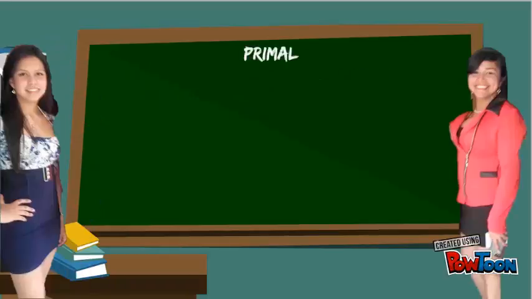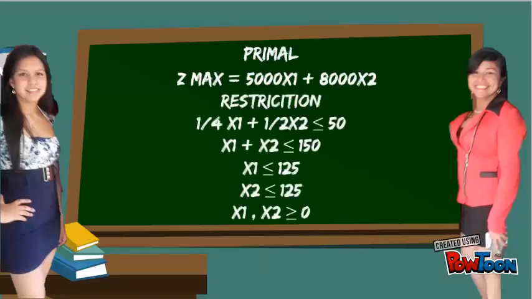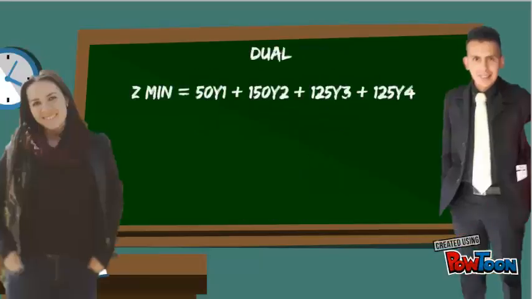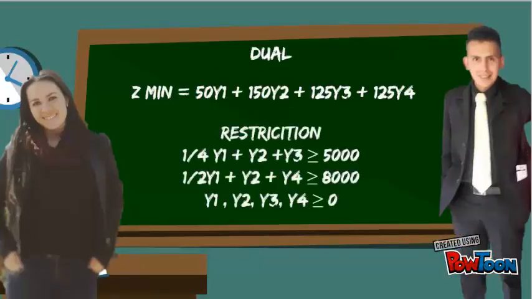We have the equation in primal form. We pass into dual form. We have U1 equal 12,000, U2 equal 2,000, U3 equal 0, and U4 equal 0.